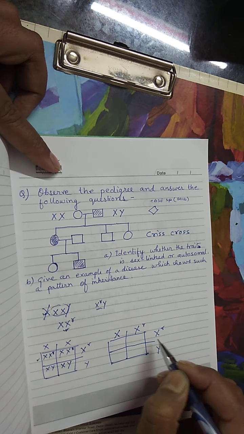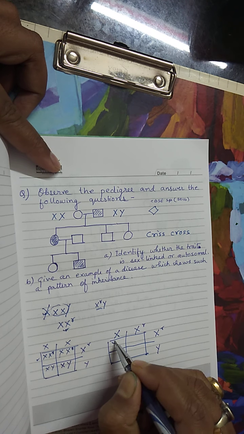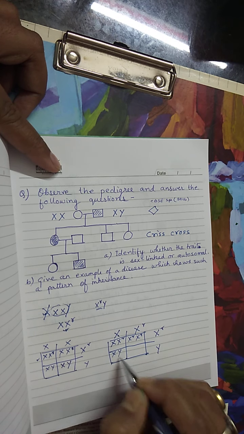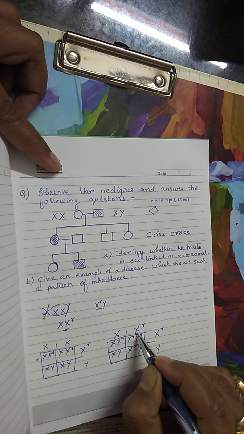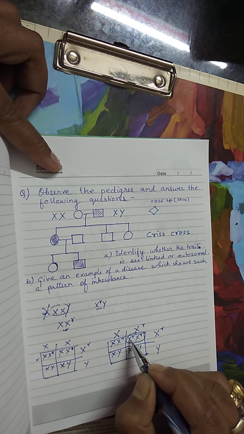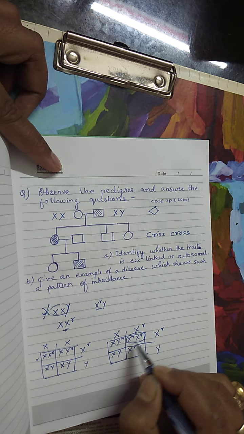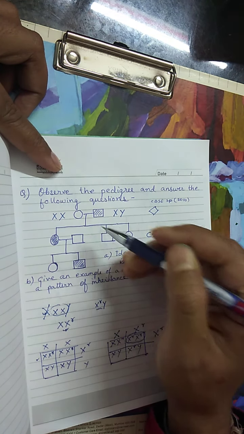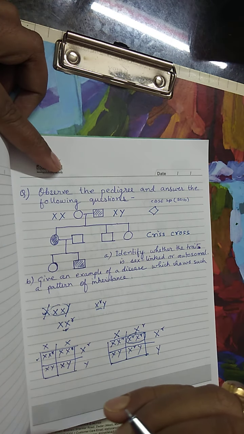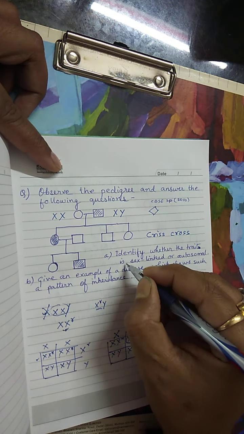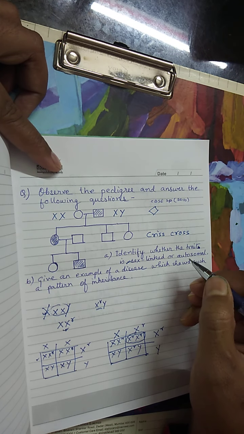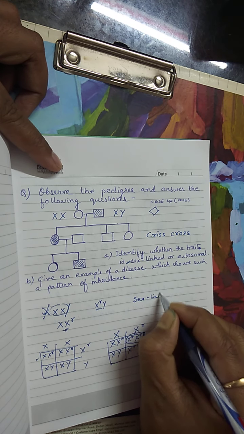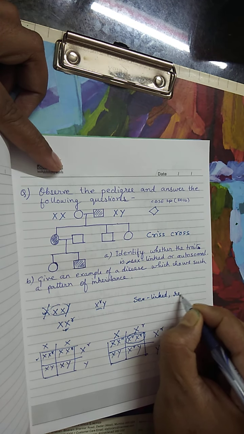So here we have X X^r crossed with X^r Y, giving X X^r, X^r X^r, XY and X^r Y. We get a female who is recessive at both allelic positions, and therefore this female will show the trait carried by the male. Under this condition, we come to the conclusion that it is sex-linked inheritance and it is recessive. So our answer is: it is a sex-linked character and a recessive character.